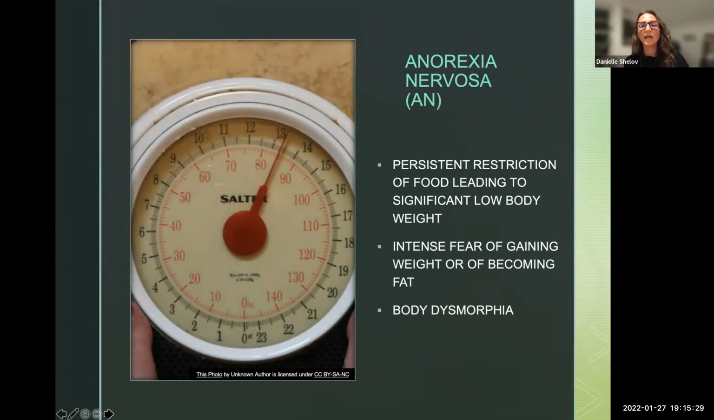So anorexia nervosa, I think, really speaks for itself. It is a consistent and persistent restriction of food, which leads to a very significantly low body weight. Along with it comes an intense fear of gaining weight or of becoming fat. It's also accompanied by body dysmorphia, which basically means that the way the anorexic sees their body is not the same as we see it, right? So even if an anorexic looks at the scale and knows the weight is low, they still feel that their weight is high. So there's a dissonance between reality and what they experience.